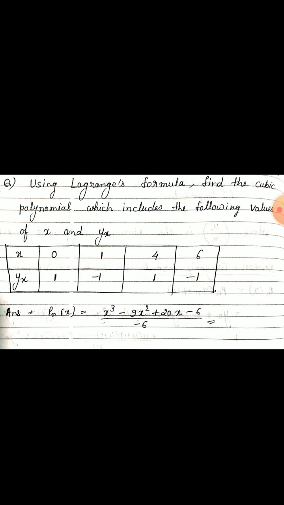Using Lagrange's formula, you have to simplify it, and the answer will be P3(x) is equal to (x cube minus 9x square plus 20x minus 6) divided by minus 6.